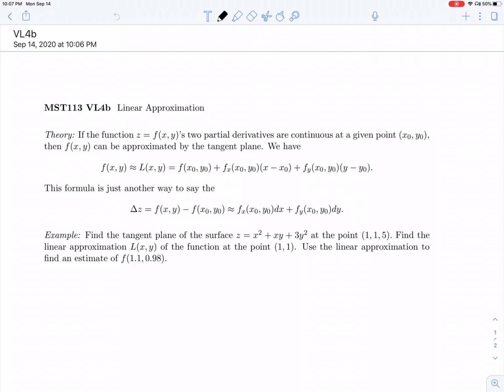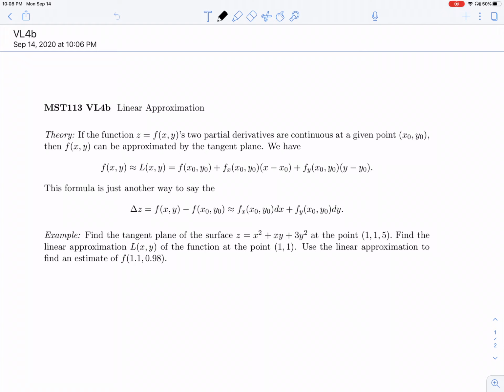All right, let's look at the linear approximation problem in chapter 14, section 4. We have seen this kind of problem in single variable calculus, and here is just an extension. Let's first look at the theory, what it means.